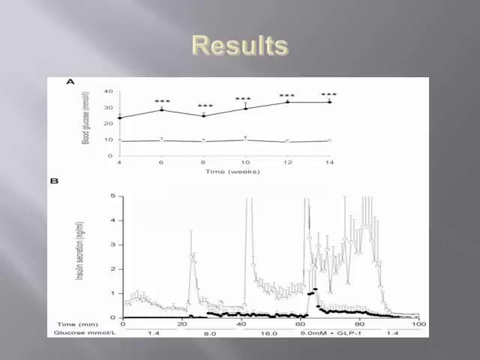In figure B, the insulin response to glucose was measured. The black dots represent the RIP REST mice, and virtually no insulin was secreted in response to increasing glucose. However, wild-type littermates had a normal response.